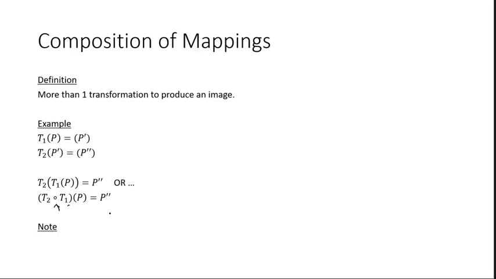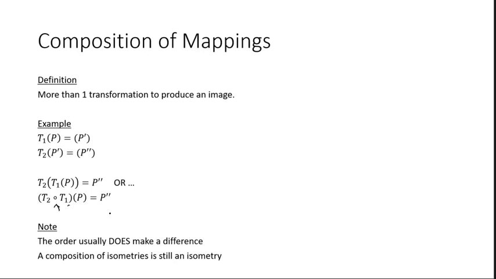Now take note that with a composition of mappings, the order of the mappings usually does make a difference. Not always, but it usually makes a difference. Meaning if we do the first mapping and then the second mapping, it would make a difference compared to doing the second followed by the first. The order makes a difference. And then a composition of isometries would still be an isometry. So if you do a reflection followed by another reflection, both are isometries, so the result would also be an isometry. That goes for any combination of isometries.